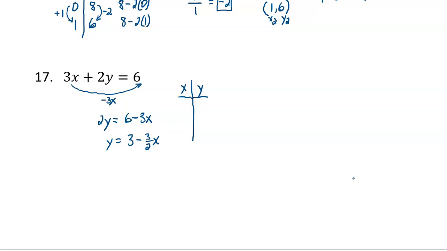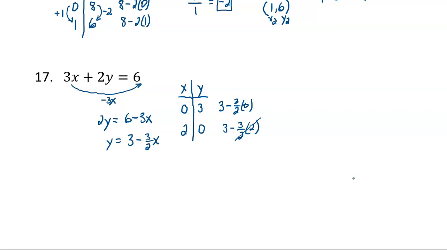An easy number to use for x is 0, because we would have 3 minus 3 halves times 0. 3 halves times 0 is 0. 3 minus 0 is 3. Now, we could use 1 for x, but when we multiply by 3 halves, we're going to get a fraction. It would be better to use an even number for x. For example, 2. We have 3 minus 3 halves times 2. The 2's cross out, leaving the 3. 3 minus 3 makes 0.